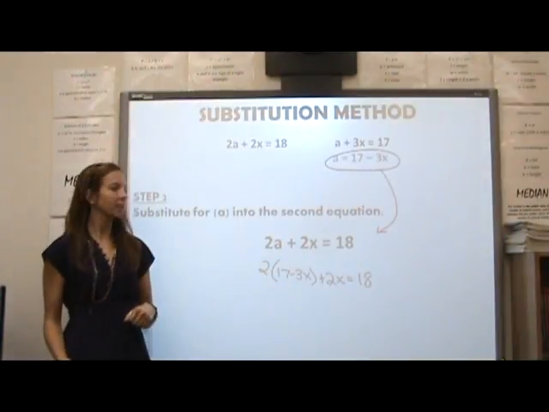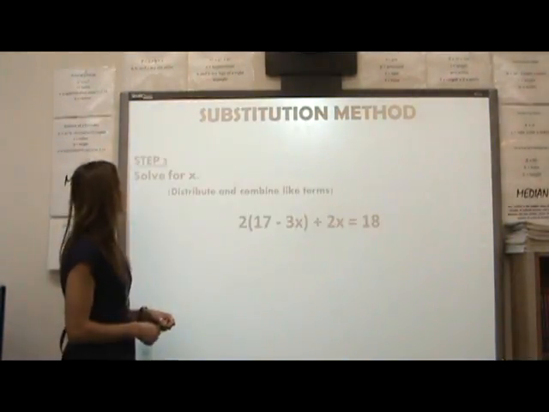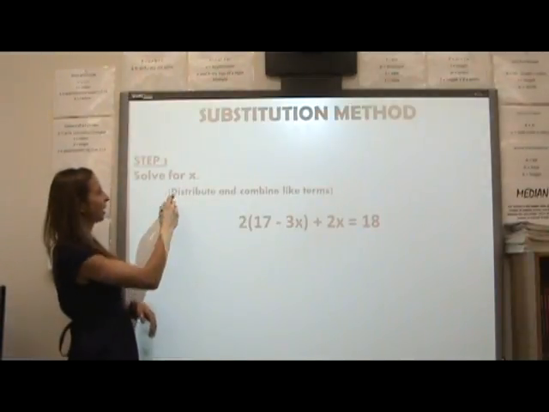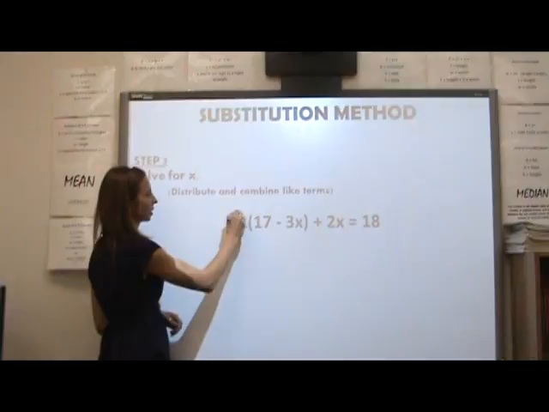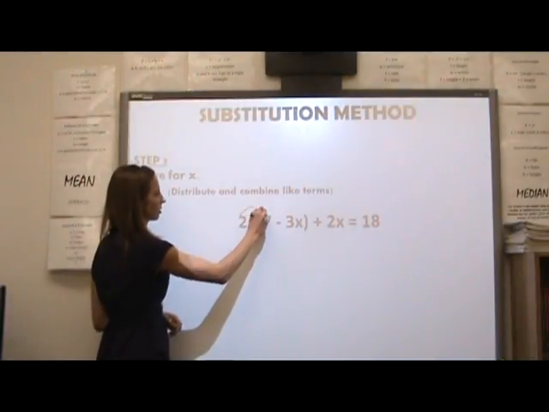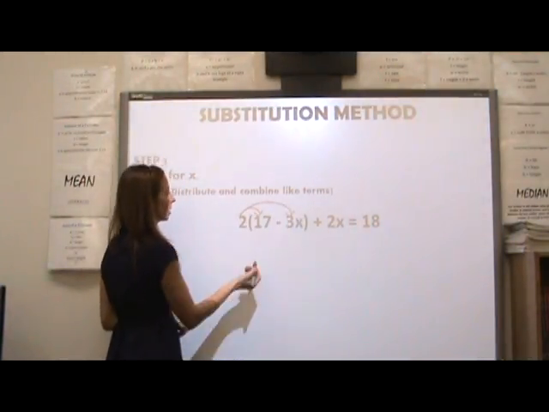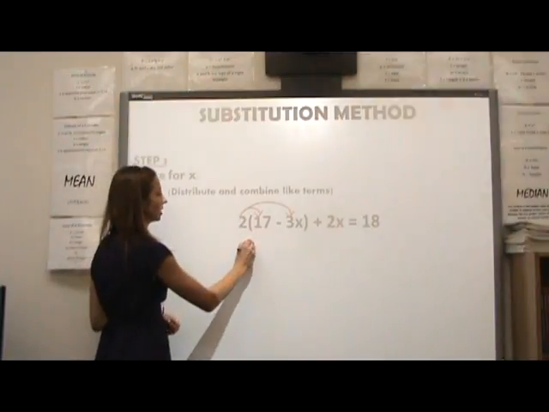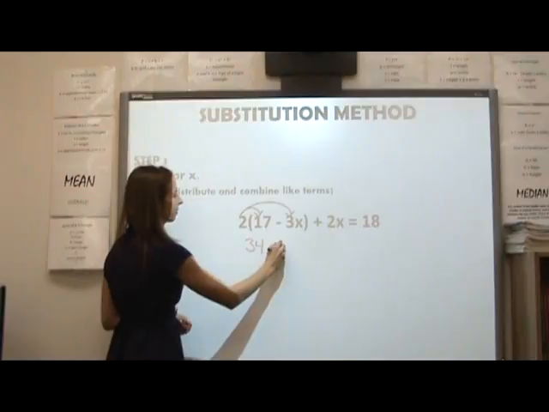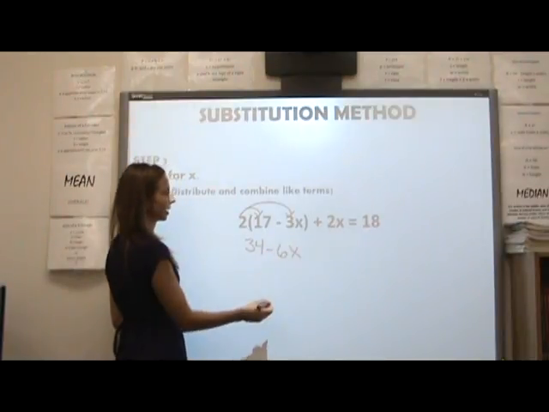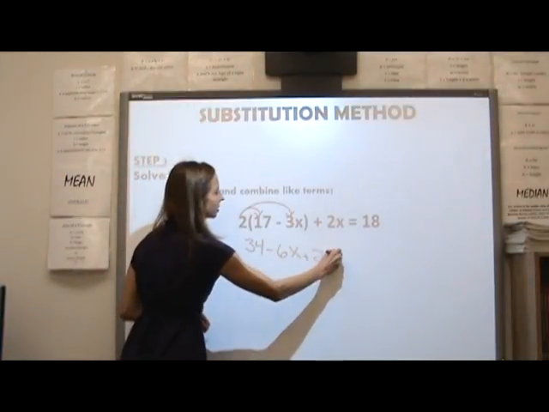The next piece, step 3, solve for x. We're going to distribute and combine like terms. So we're going to distribute our 2. 2 times 17 gives us 34. 2 times a negative 3x gives us negative 6x. Drop everything else down.